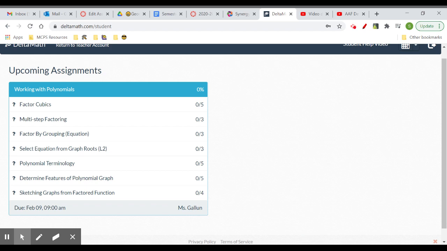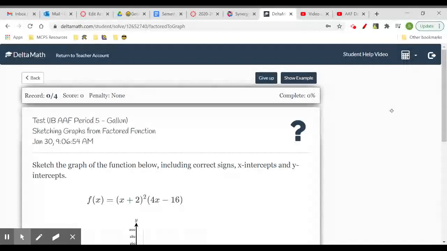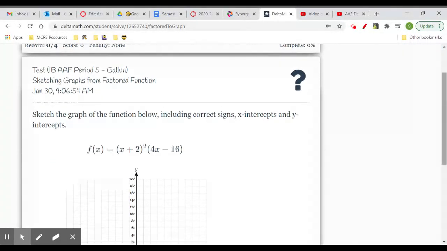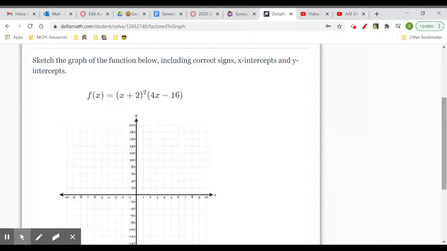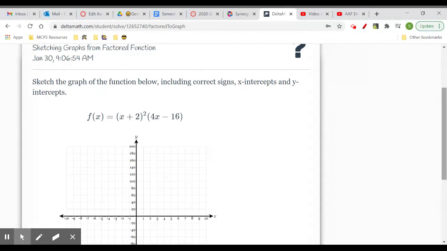Hey everyone. So I'm going to show you or help a little bit with the sketching graphs from factored form part of DeltaMath, because sometimes that can be a little bit frustrating. So I just want to give you a brief video of how you do this, because it is a great thing to practice, but you got to know how to use what the system's looking for. So I'm going to just pull it up and your goal is to get 4 correct. I would encourage more, like once you kind of got it figured out.